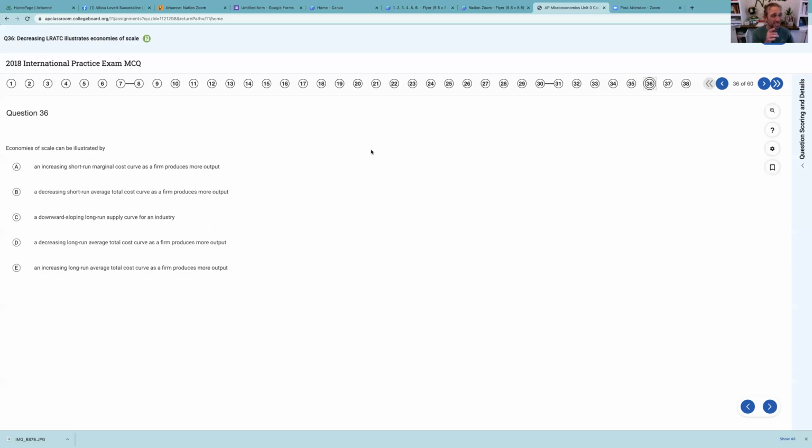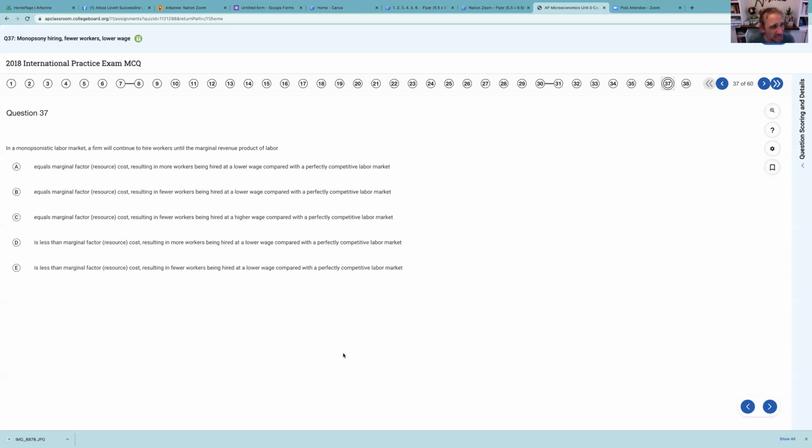Okay, so if you're experiencing economies of scale, we know we're looking at long run average total cost curve, so it's D or E. And since we're becoming more efficient, long run average total cost curve is decreasing as the firm increases its output. So answer choice is D. But again, anytime you see economies of scale, diseconomies of scale, constant returns to scale, that is only going to show up if they're asking about long run average total cost curve.